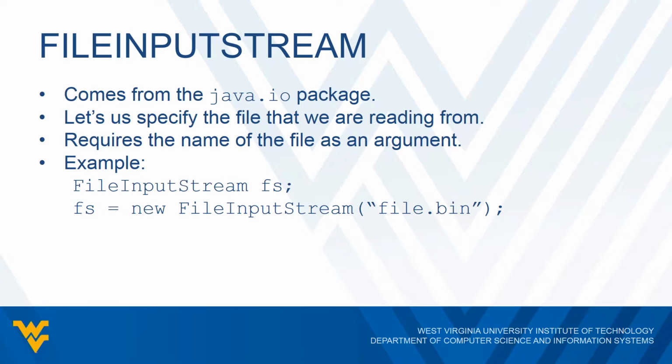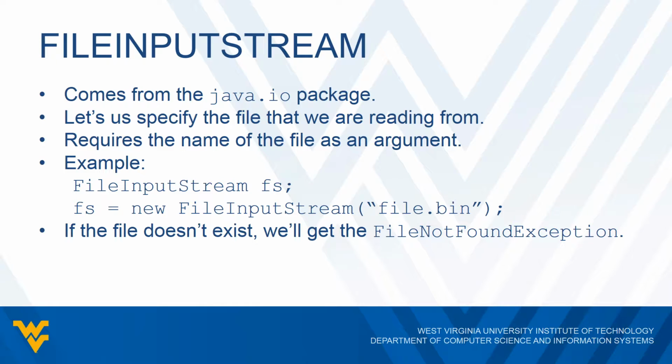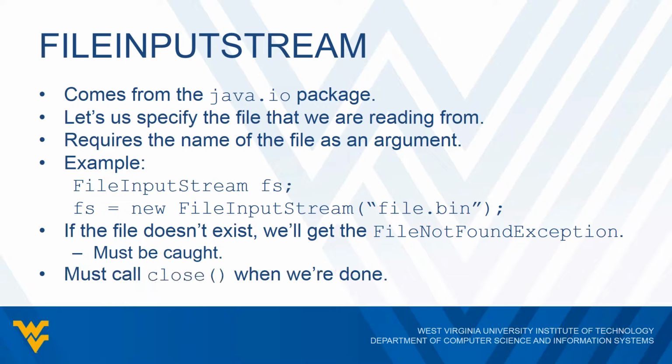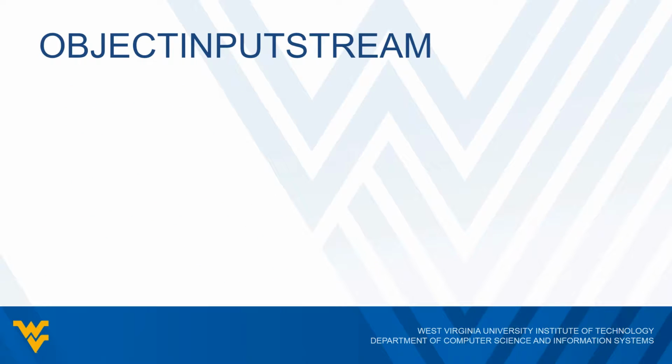Now, unlike file output stream, and this is actually closer to how we handle the file reader class, if the file doesn't exist, we get an error. Specifically, we get the FileNotFoundException, so we do need to be able to catch this. So try-catch blocks are required to make this work. And just like with all of the other classes that involve files, we do need to call the close method when we're done. We also need the object input stream class.